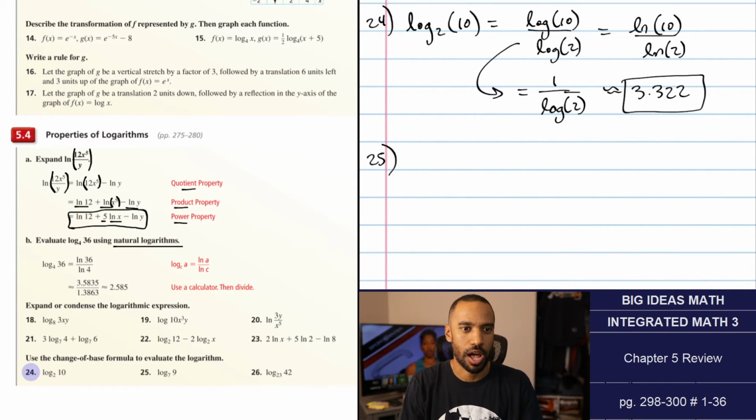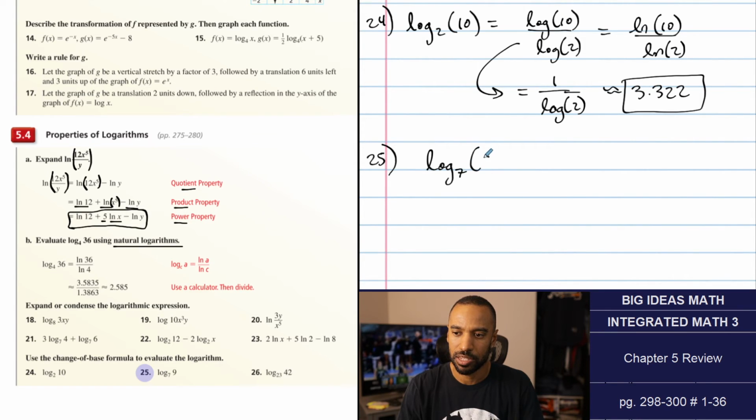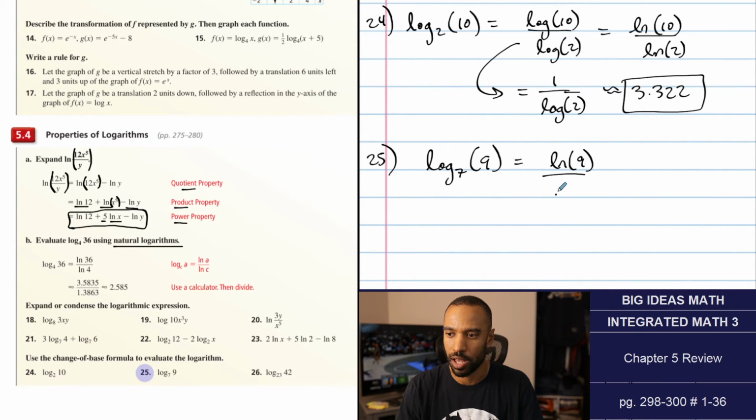Number 25 says log base 7 of 9. We're asking 7 to what power is 9? This will be an answer somewhere between 1 and 2, significantly closer to 1, I'd say, because 7 squared is 49. That's a little further out, right? So log base 7 of 9. Here, let's do natural log this time. Natural log of 9 over natural log of 7. And it needs to be in that order.